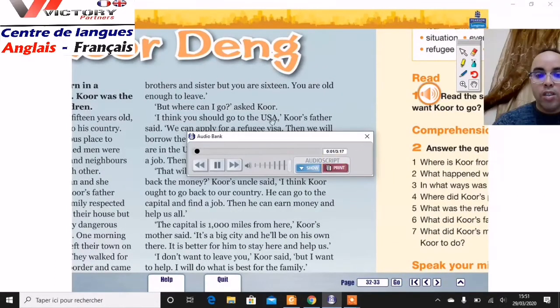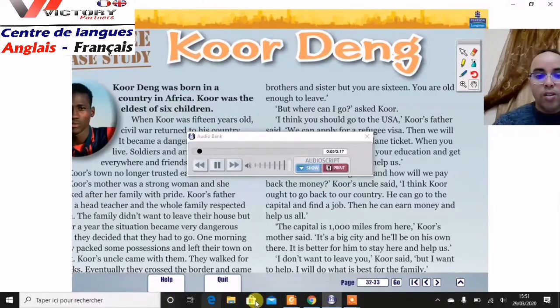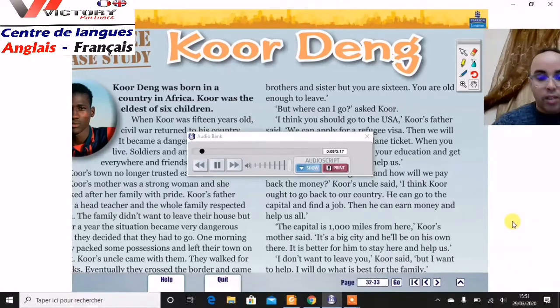Lesson 3D. A refugee story. Exercise 1. Read the story. Where does Cour's father want Cour to go?